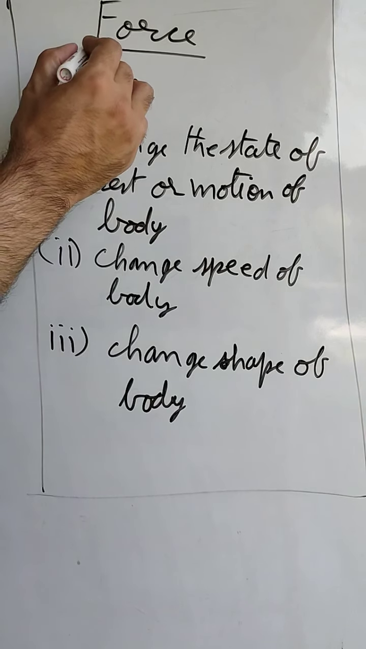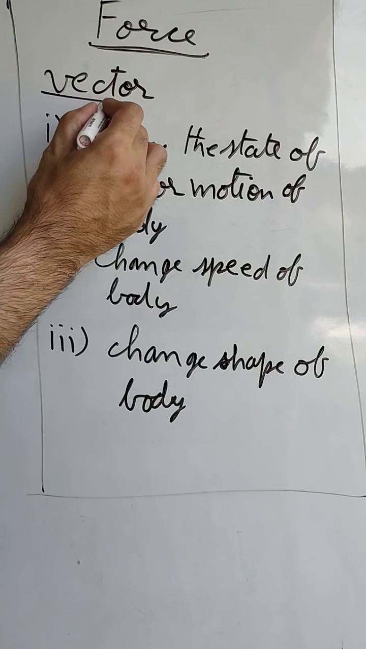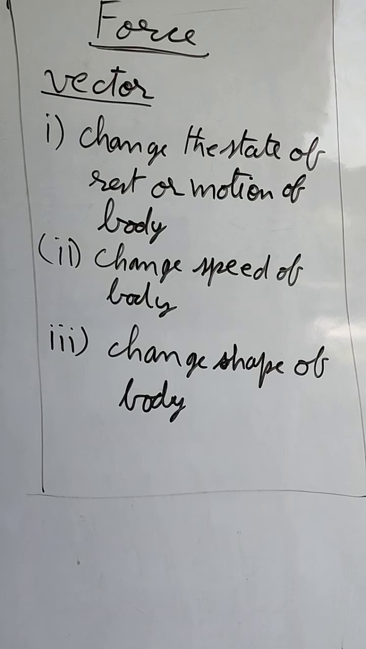Now force is a physical quantity, and it is a vector physical quantity. That means it has magnitude as well as direction. It is a vector quantity which enables us to do certain things. One of the things is that it enables us to change the state of rest or motion of a body.